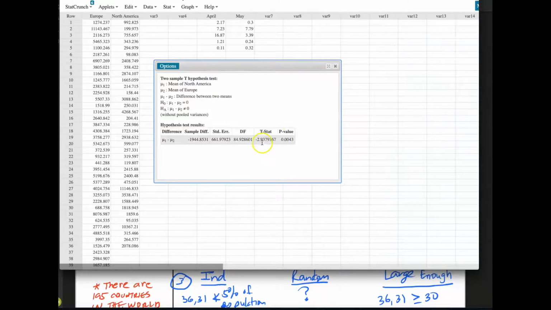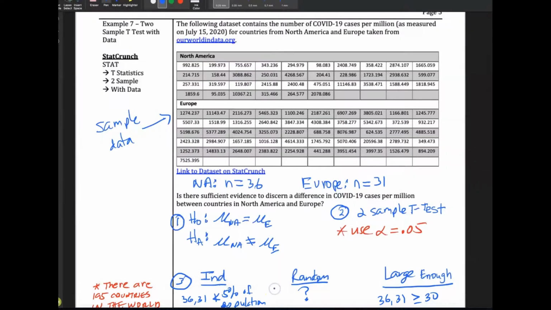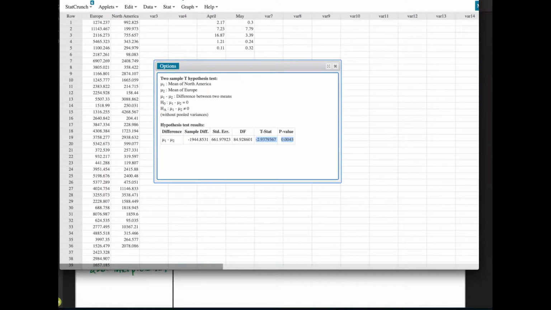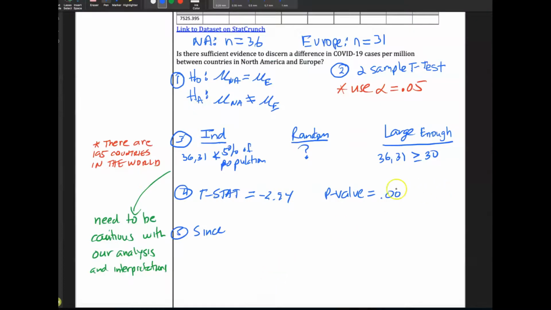So in this case, you end up with negative 2.94 as your t-stat, and the p-value is 0.00. As we finish this, what was the p-value? Again, the p-value is 0.0043. And again, we're going to use alpha. And since, what do we know in this case? I'll fill this in. Hold on.